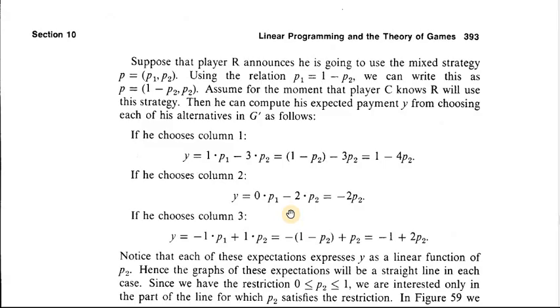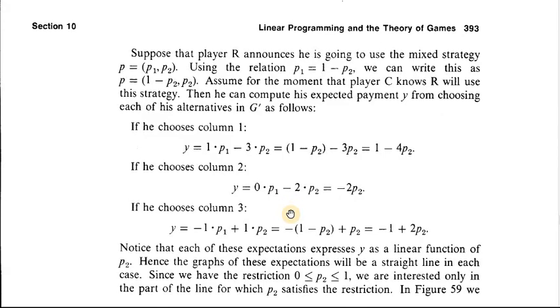All right, so here's how we reason. Suppose that player R announces he's going to use a certain mixed strategy, P1, P2. Now, these are probabilities, so they have to add up to 1. So P1 has to be equal to 1 minus P2. So we can always write this strategy as 1 minus P2 and P2, where P2 could be any number, 1/6, 1/2, 1 over square root of 2, and so on. All right, assume for the moment that player C knows R will use this strategy. Then he can compute his expected payment from choosing each of the following alternatives.